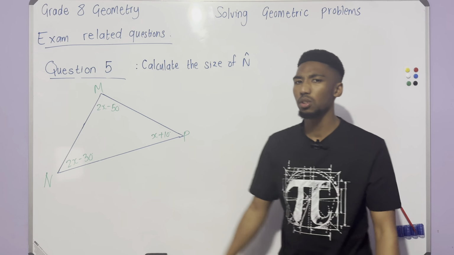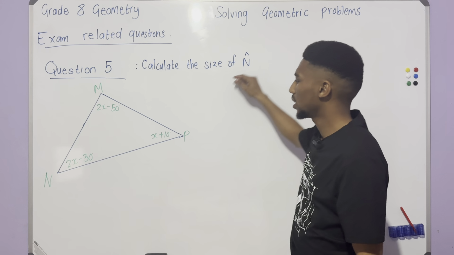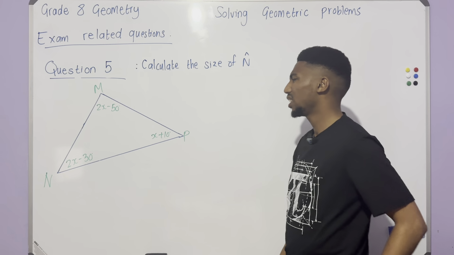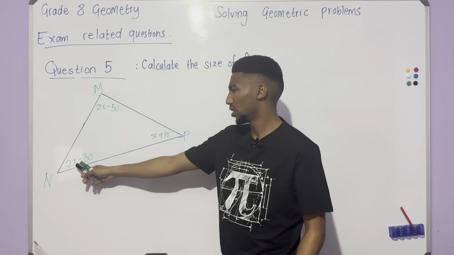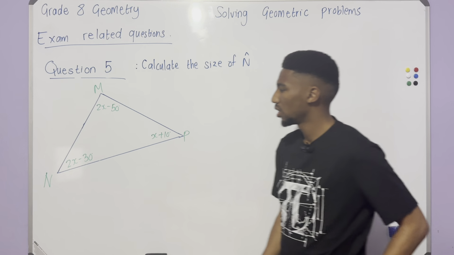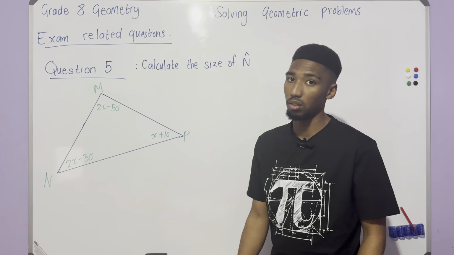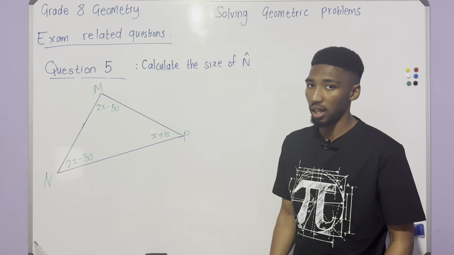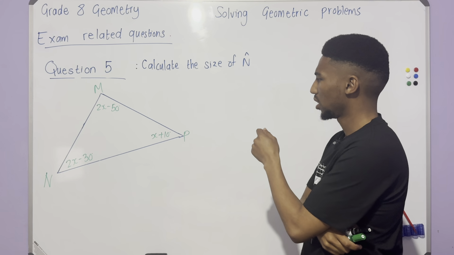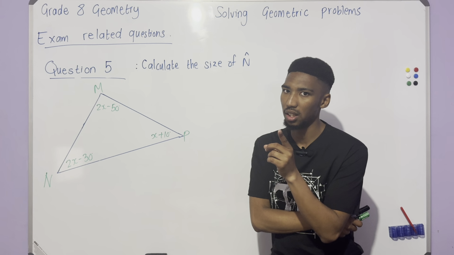Okay, let's have a look at question 5 over here. This is saying calculate the size of n, which is this angle over here. But we can see that that angle is equal to 2x minus 30. So you do not know the value of the angle, but you can see that if you knew what x was, you can then solve for that angle. And if you look within the triangle over there, there are 3 angles. They all have the same variable.